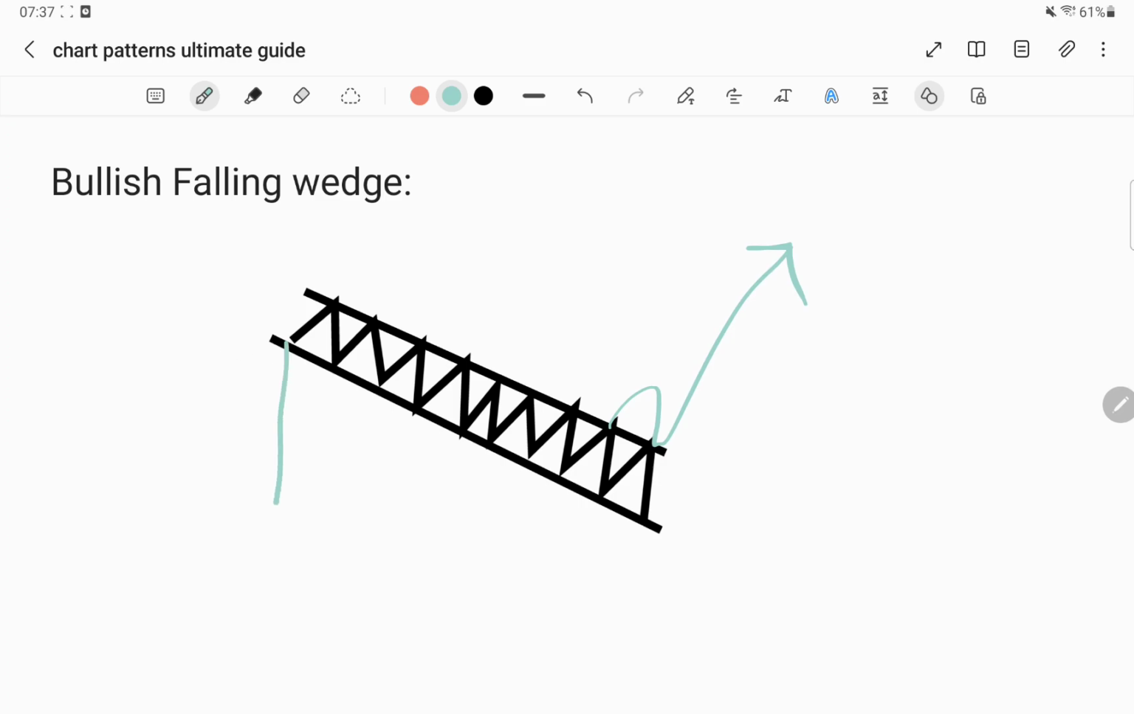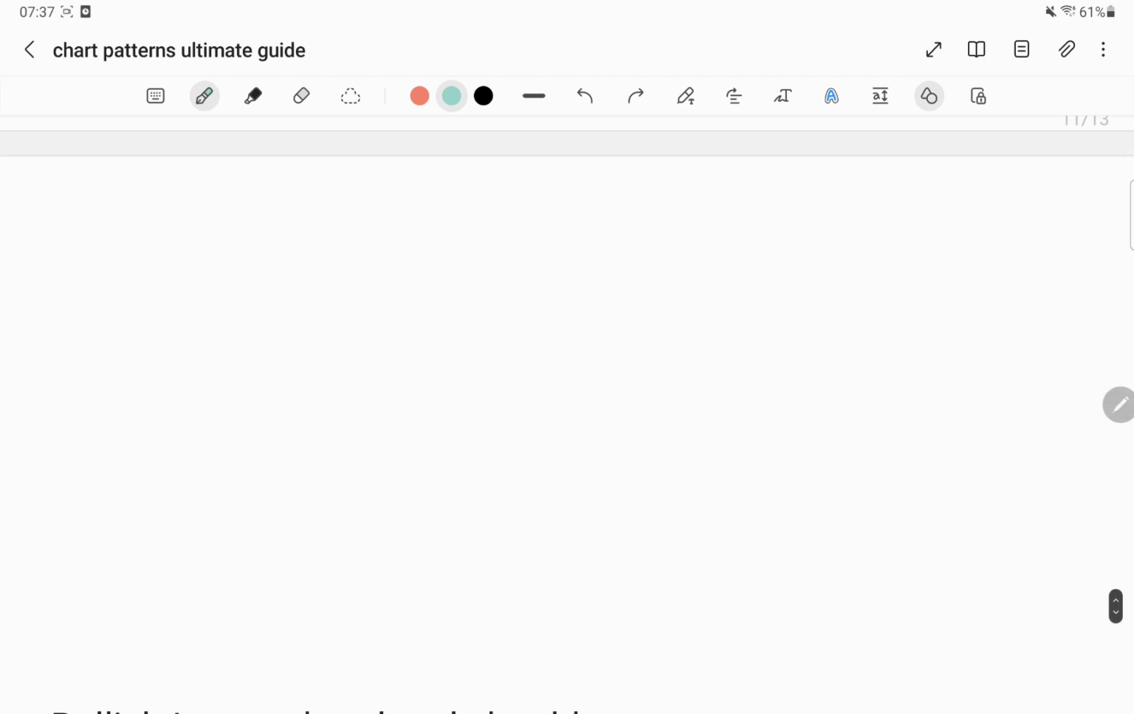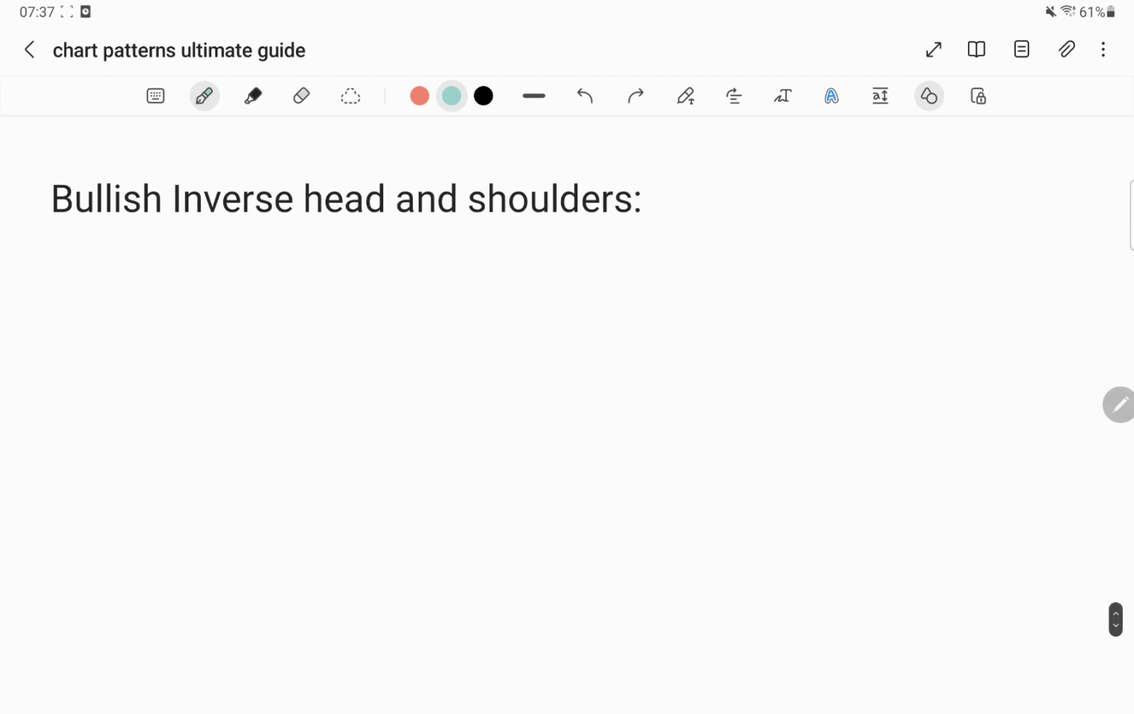However, if we come up with this, then obviously we're going to go higher. You can measure the flag. So I've got the bullish flag somewhere around here as well. We'll get to that in a second.